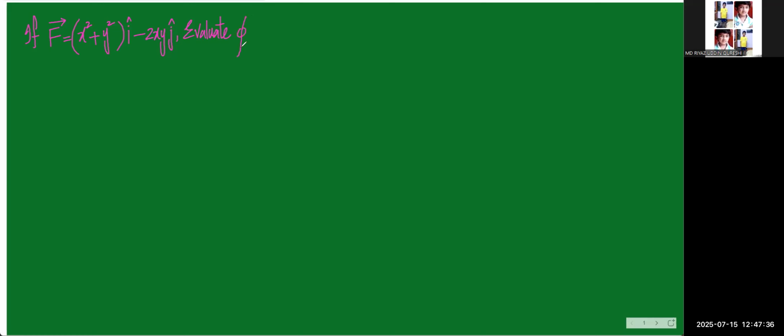the integral over C of F dot dr. It is a closed curve. The previous curve is not closed. It is closed, where C is a rectangle. A rectangle is a closed curve. Where C is the rectangle.